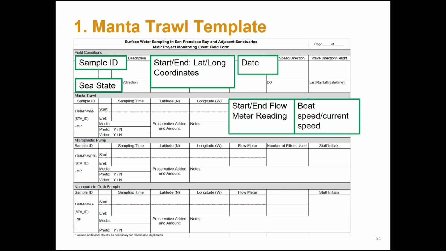We used a flow meter to measure the volume of water being sampled through the manta trawl, and so it's important to record the start and end flow meter readings. And we also recorded the boat speed and the current speed. And it was actually really helpful to have these redundant measures of how much volume of water was sampled in the case of, say, the flow meter got caught in some debris and wasn't turning correctly. And we noted the importance of noting foam lines and any other vegetation that you might be pulling the manta trawl through.